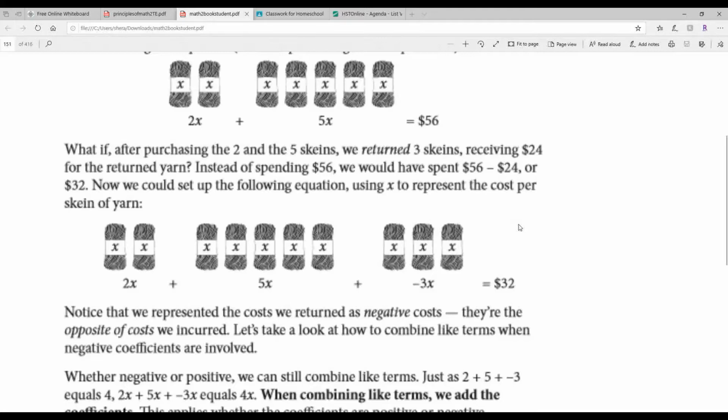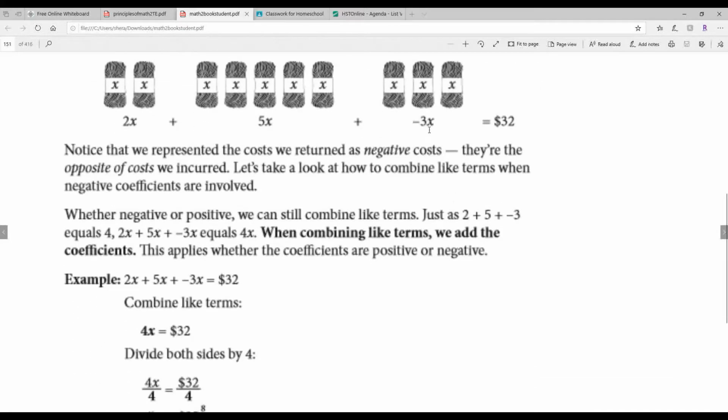Now we could set up the following equation, using x to represent the cost per item of yarn. So here we have 2x plus 5x plus the 3 that we returned. Notice what they put in front of that. Equals 32. Now, we represented these returned items as negative costs. They're the opposite of costs incurred. These costs were incurred. This is the opposite of that. So let's take a look at how to combine like terms when negative coefficients are involved.